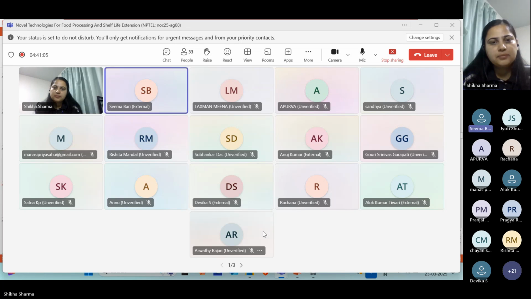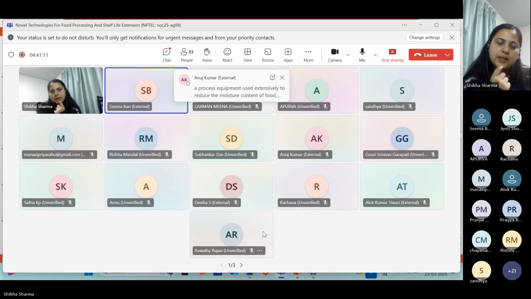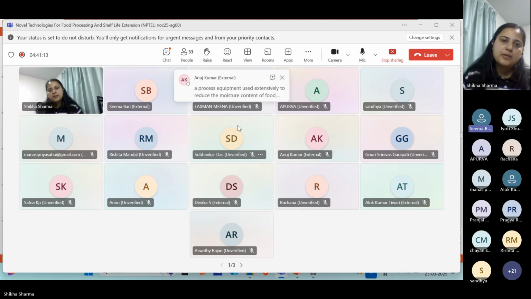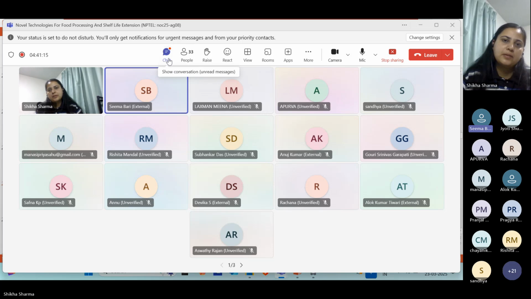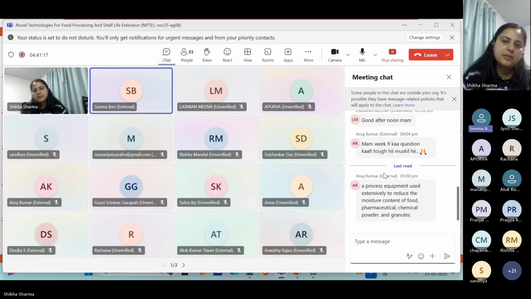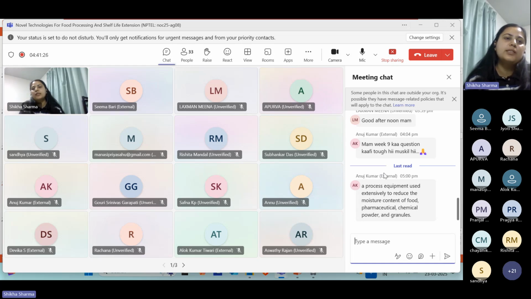Ma'am, the product is in motion in this. Air is passed from the bottom, so the powder product which has to be coated is in motion, and the coating solution is sprayed on top. That ensures uniform mixing. How does the term fluidized bed come?